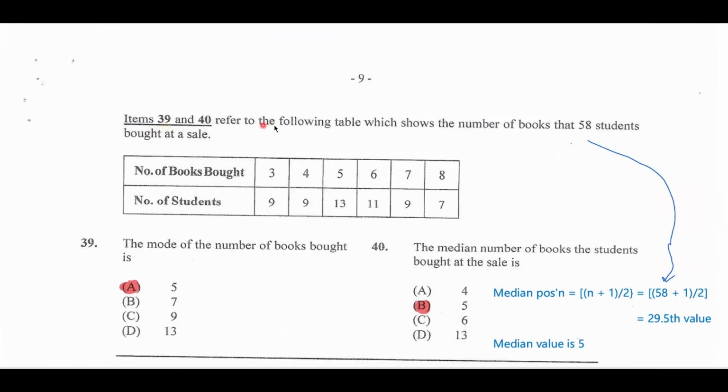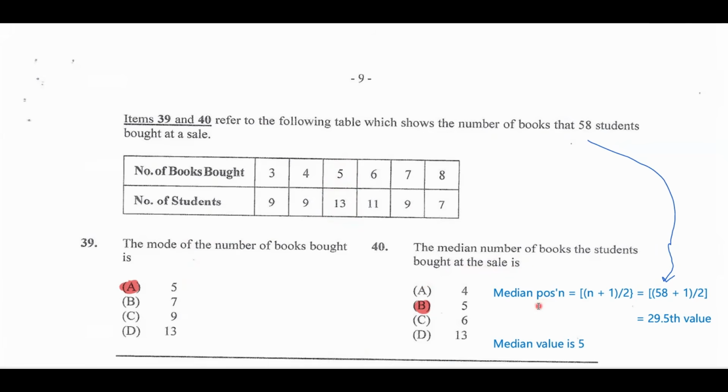Okay, so item 39, 40, 44 in table shows the number of books that 58 students bought at a sale. The mode of the number of books bought is, as you know, the value that corresponds to the highest frequency. The highest frequency is 13. You're not putting down 13. The value of the number of books that corresponds to 13 is 5, so your modal value is 5. That's E.